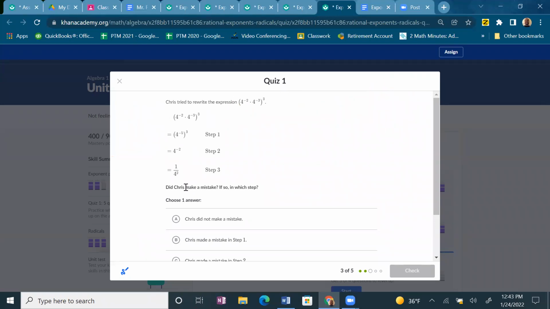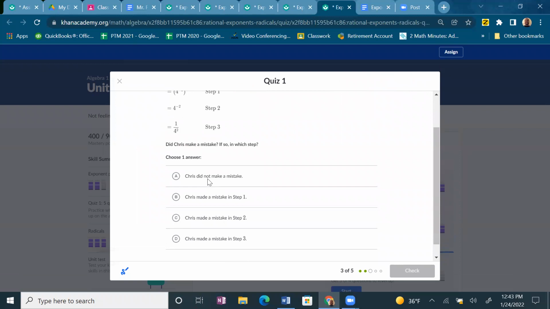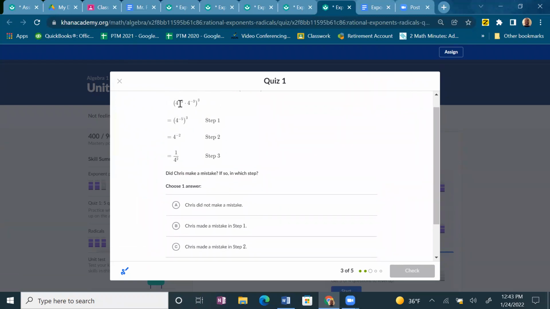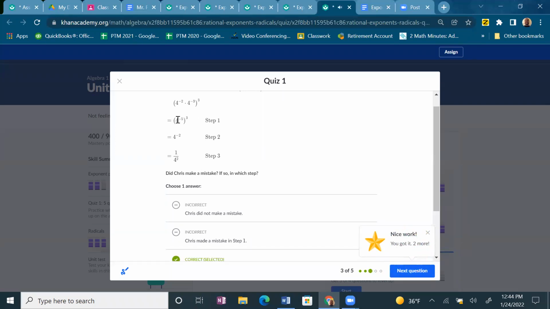Okay, did Chris make a mistake? If so, I hope he didn't make a mistake, but maybe he did. Okay, he's supposed to multiply the exponents. So do we see 4 to the -8? What? Oh, well, I guess you can add them inside parentheses too, can't you? But -2 plus -3 is -5. So that works. Then you're supposed to multiply. So this is always one that I get confused. Step 2, that's where the mistake is. All right. Because it's supposed to be 4 to the -15.